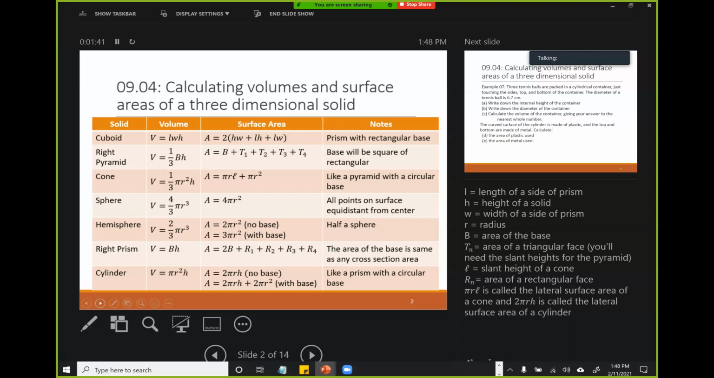Here are our formulas, at least for the moment. I think it's going to blank out again because I think it's still lagging. But so cuboid, length times width times height, right? Everybody probably remembers that. The surface area, how in God's name do you get this?